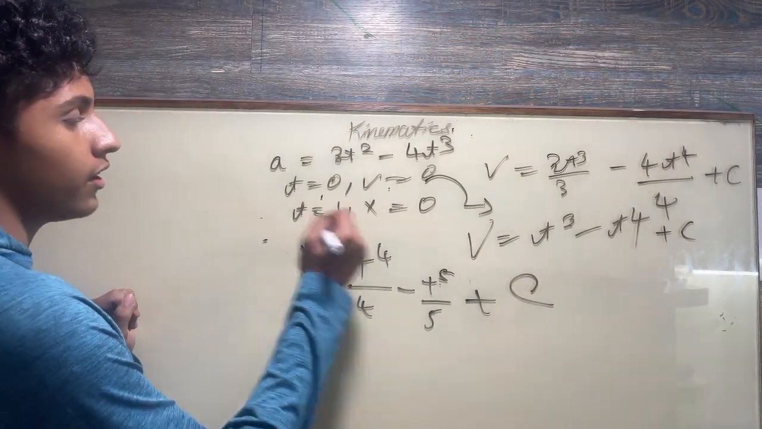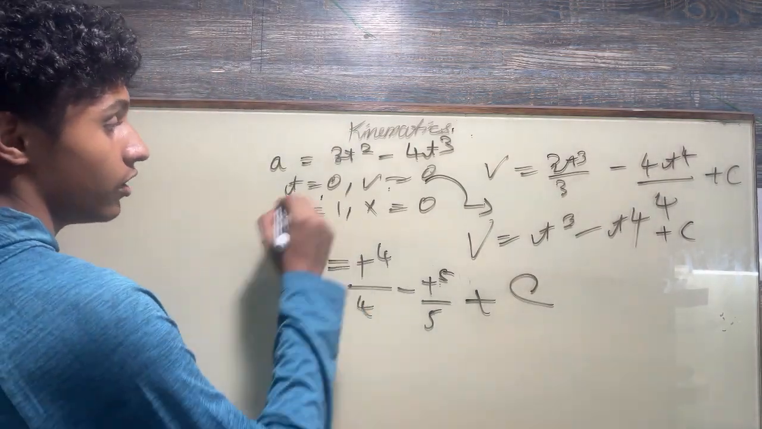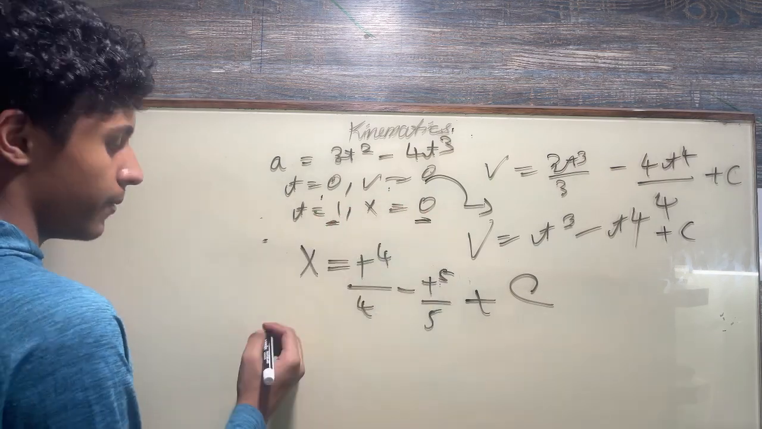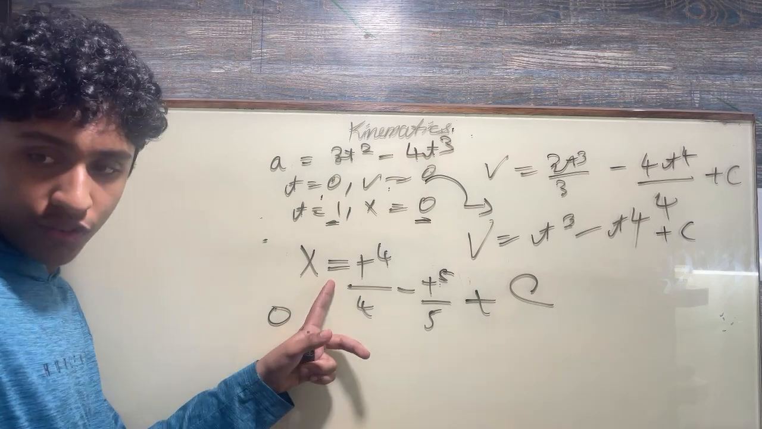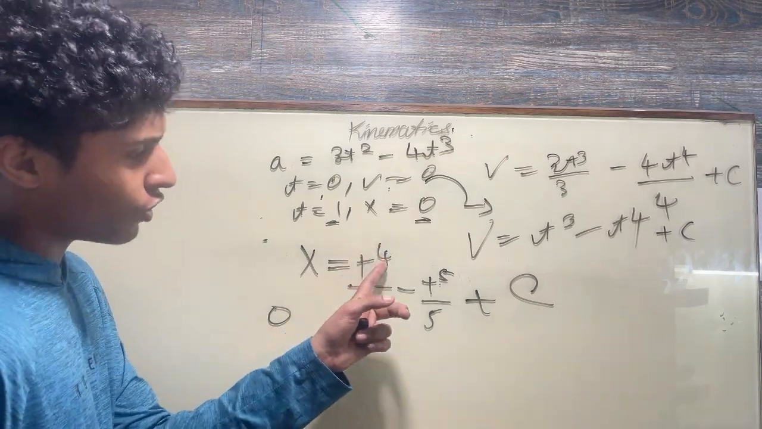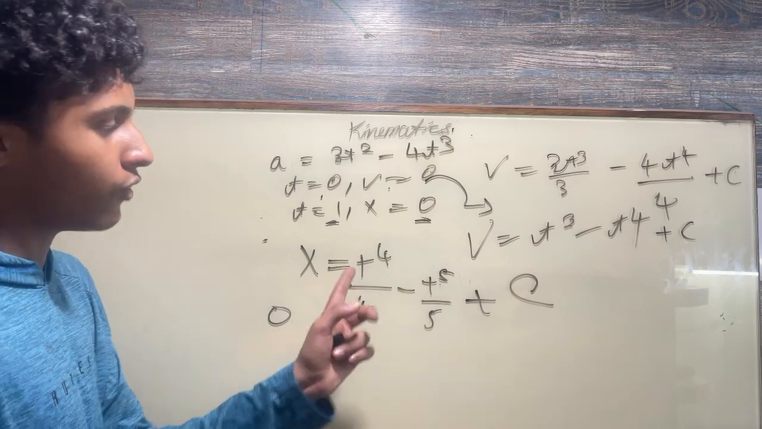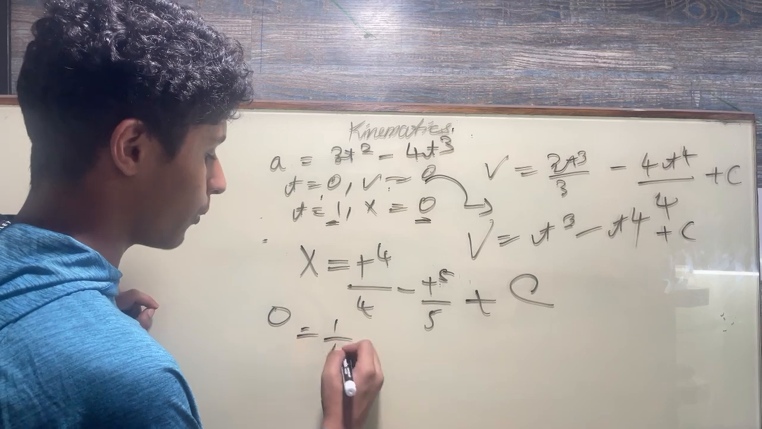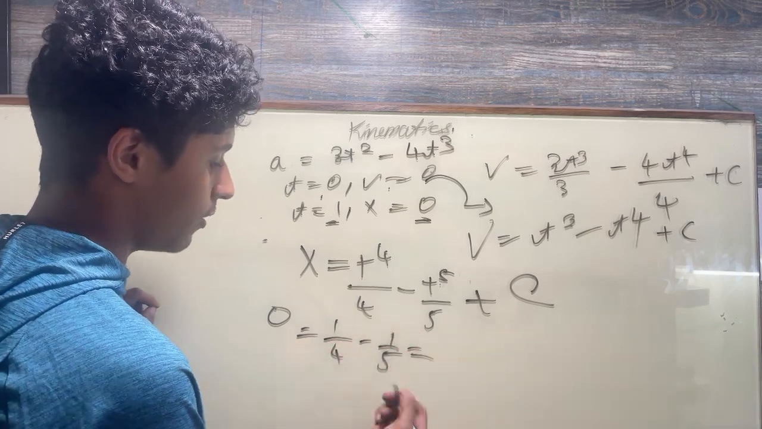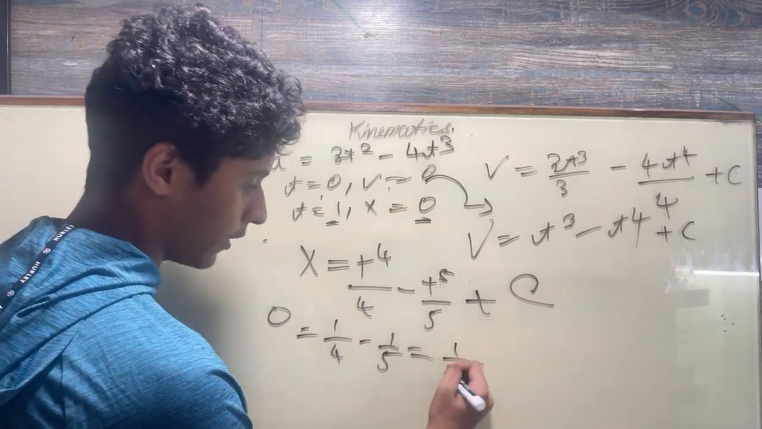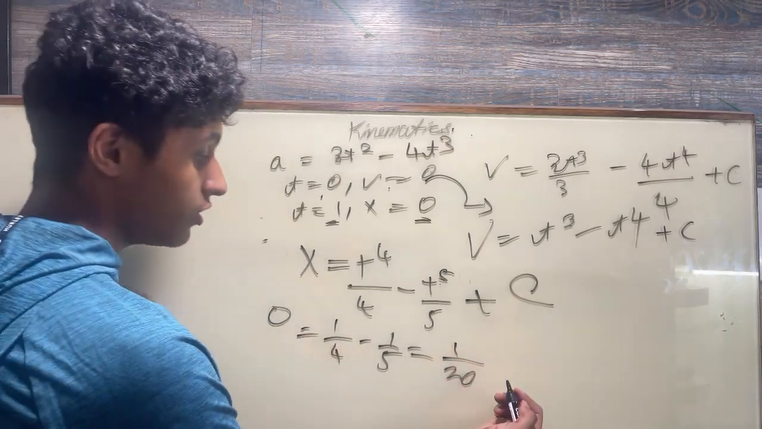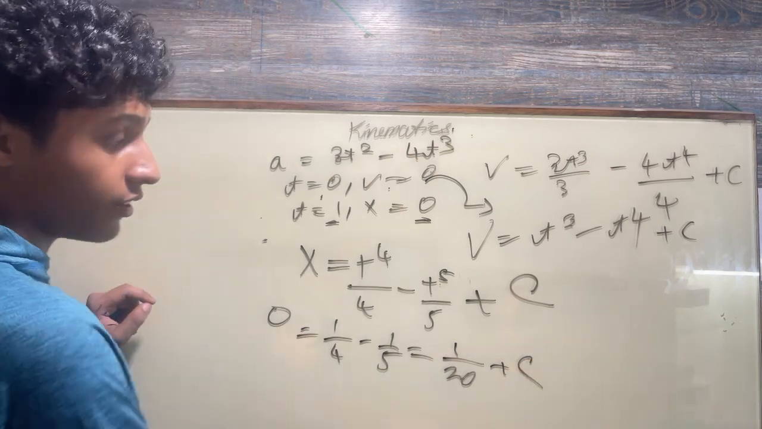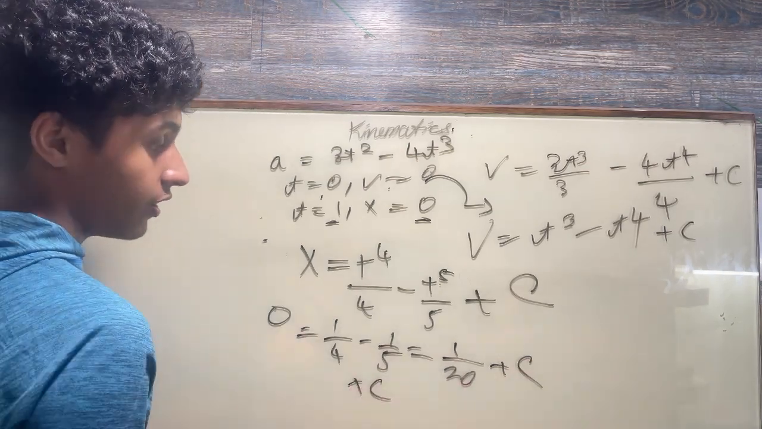So now you tell me, there's a slight difference. Here they're telling me at time is equal to 1 second, x is equal to 0. So that means here I just have to substitute x is equal to 0. And I have to substitute 1 by 4 minus 1 by 5. Obviously 1 to the power 4 is 1 and 1 to the power 5 is 1. So I would get 1 by 4 minus 1 by 5, which would be nothing but 5 minus 4, 1 by 20. So this is 1 by 20 plus c, I forgot the c right here, is equal to 0.